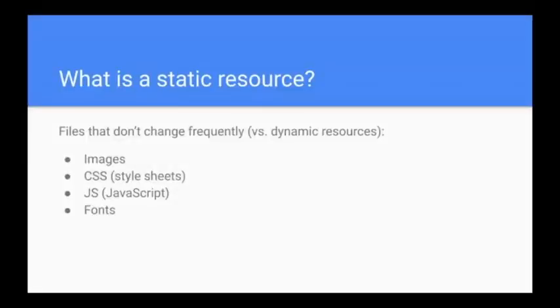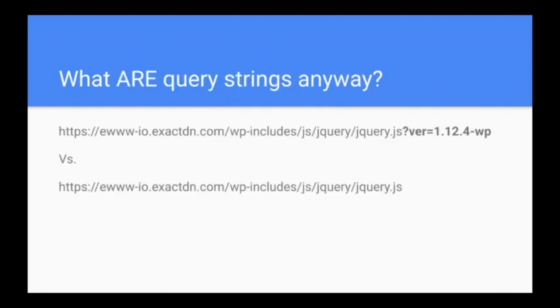So first of all, what's a static resource? It's a file that doesn't change frequently, as opposed to something dynamic. This includes images, your style sheets, your JavaScript, fonts, videos, probably other things, but those are the main ones. And then what are query strings? It's the portion after the question mark. So if there's a question mark in a URL, it has a query string.